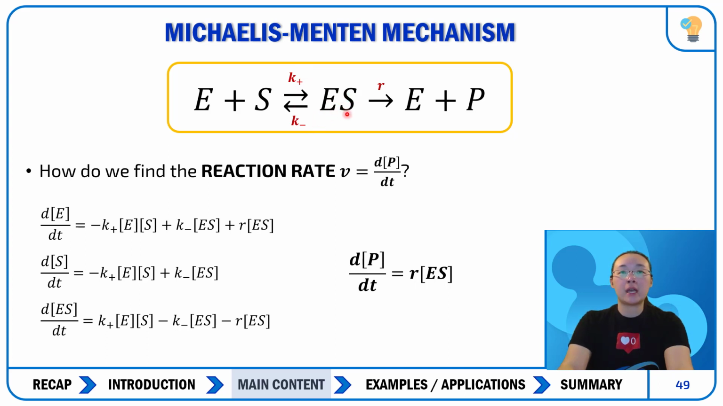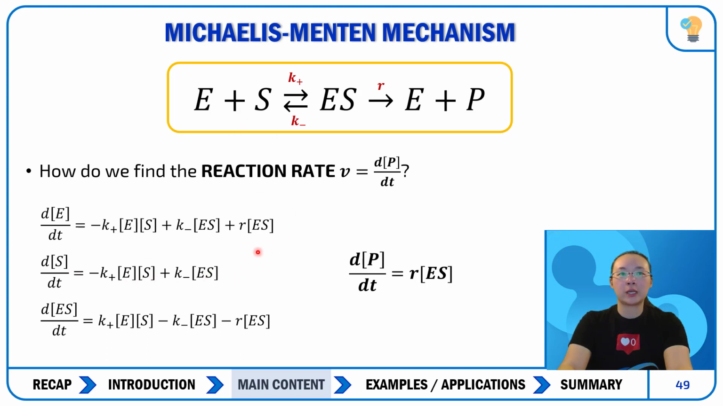But if ES goes through a backwards reaction, it's going to add to the number of E's in the system. So we have to add K minus times ES. And of course, I can get more enzymes if ES goes forward and produces E. So then I do plus R times ES to get to E. So this is the full reaction equation for just the enzyme. If I'm looking at the substrate, I do the exact same thing.